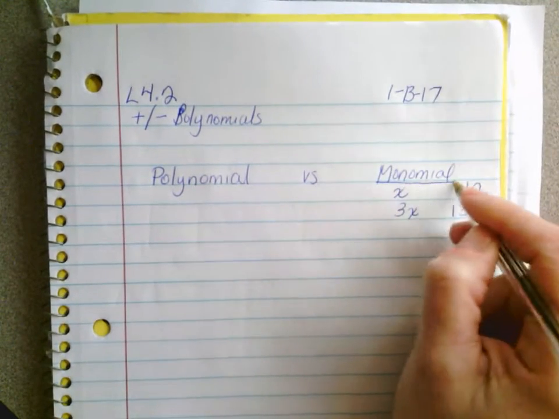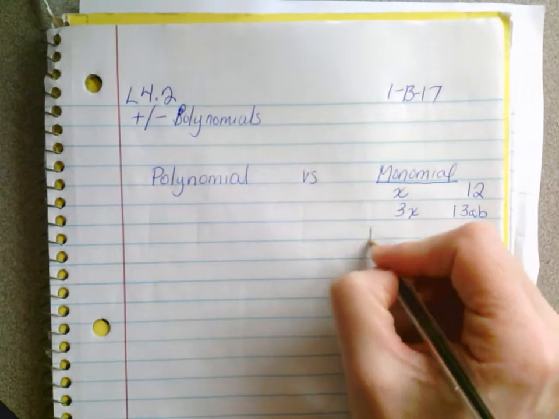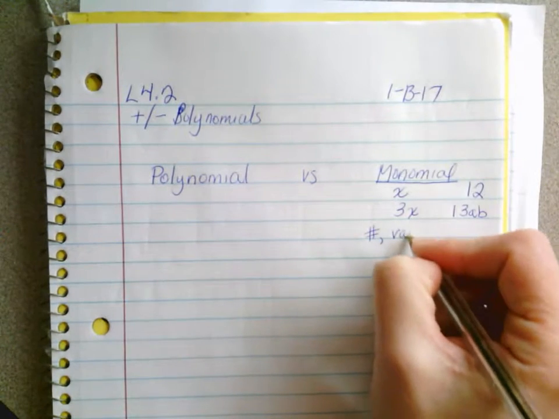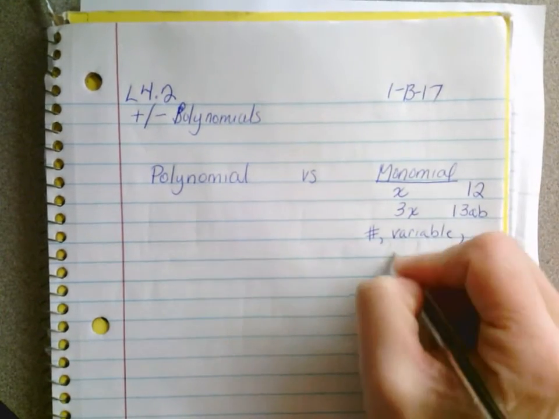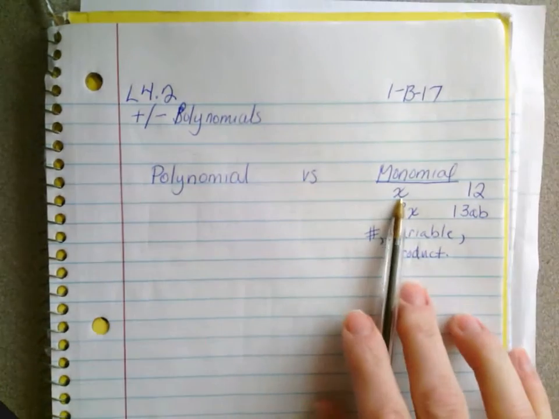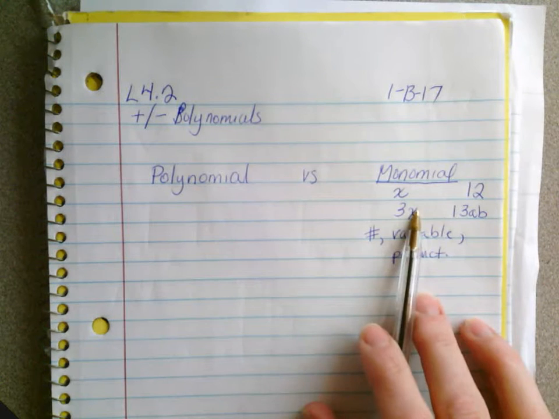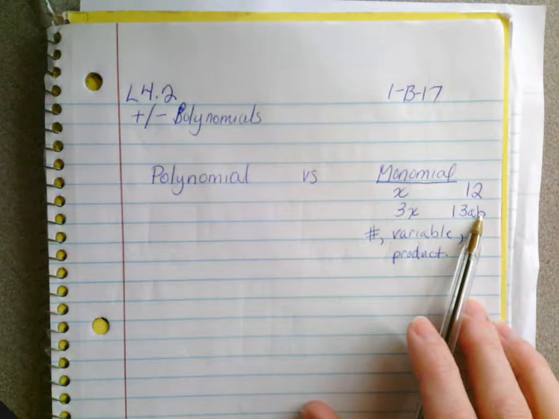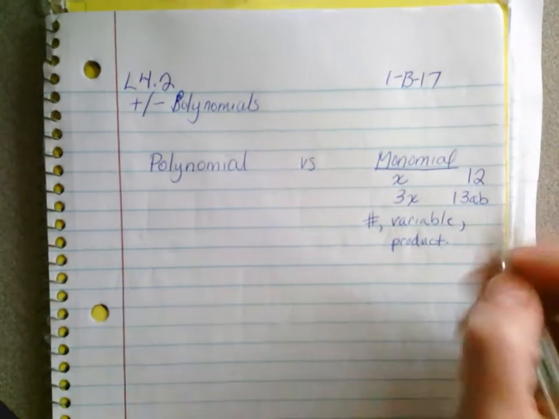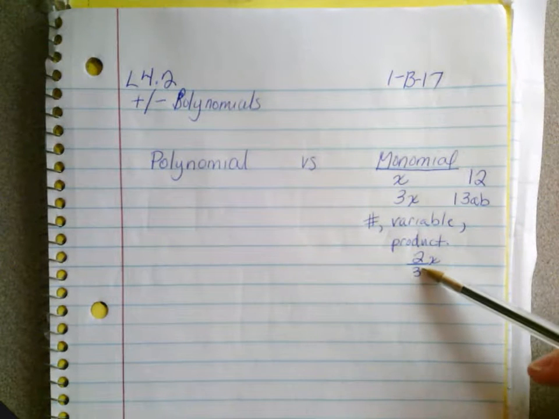By definition, a monomial is either a numeric number, a variable, or a product of those things. So it's either a number, a variable, or a product of those things. Okay? So x is a variable, 12 is a number, 3x, 13ab, those are products of variables and numbers. It might even look like this, 2/3 x, a product.